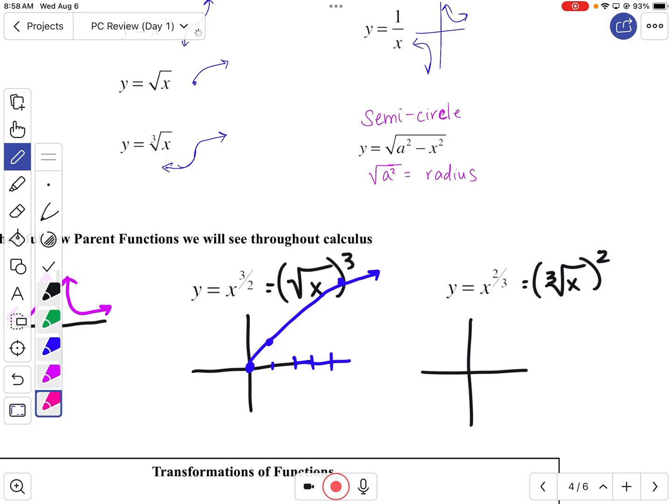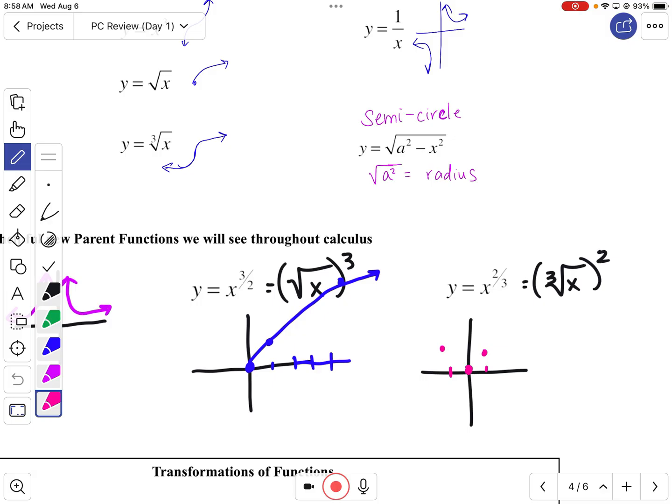If I put 0 in there, cube root of 0 is 0, 0 squared is 0. So I'm going to have a 0, all right? But let's put 1 in. Cube root of 1 is 1. 1 squared is 1, all right? If I put a negative in, cube root of negative 1 is negative 1.